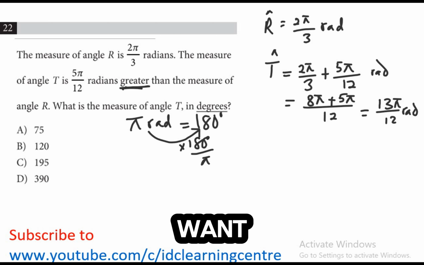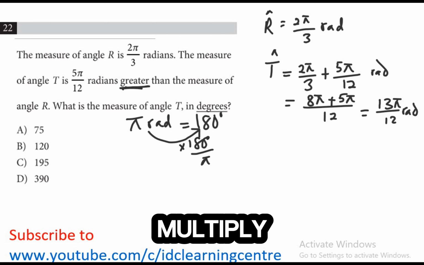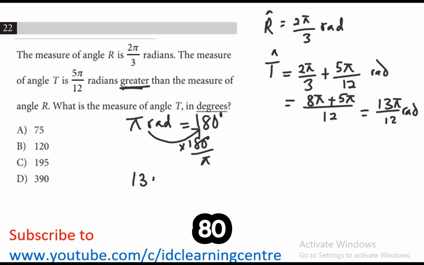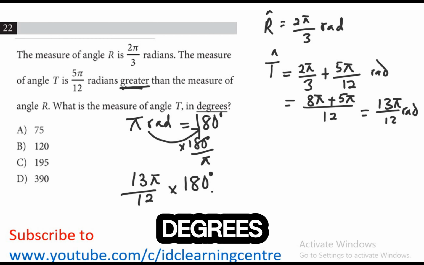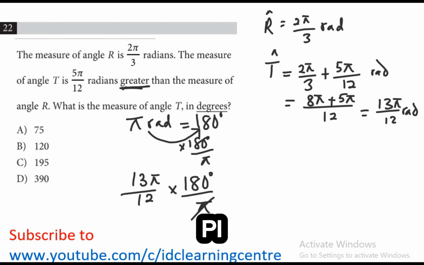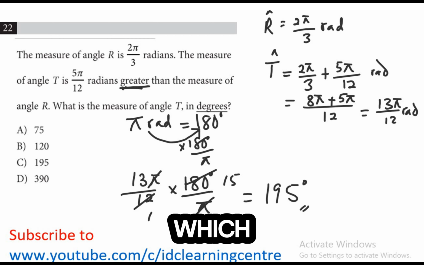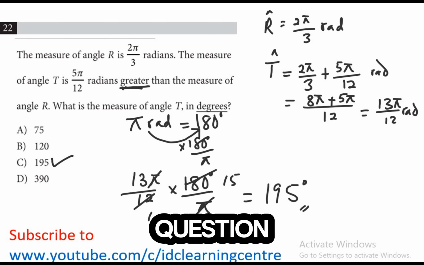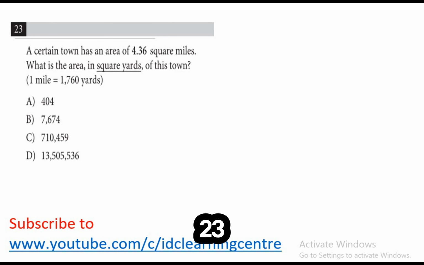So in this case, we want to change from radians to degrees, so we multiply by 180 over pi. So 13 over 12 times 180 degrees over pi. Pi cancels pi. 12 divided by 12 is 1, and 180 divided by 12 is 15. 13 times 15 will give us 195 degrees. So our answer is option C. Is that clear? Okay, so we'll move on to the next question, which is question 23.